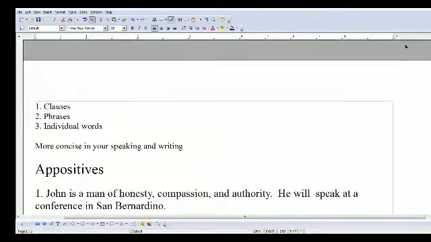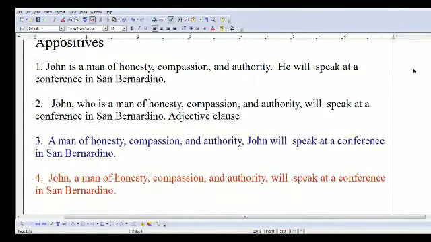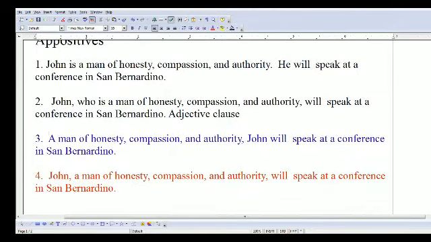That's what I wanted to talk about in this video, using appositives and participial phrases. So what I'm saying is sentence number 3: a man of honesty, compassion, and authority, John will speak at a conference in San Bernardino. This is a very nicely written sentence with good syntactic variety. You can also say, of course, John, a man of honesty, compassion, and authority, will speak at a conference in San Bernardino. So both of these are examples of using appositives.